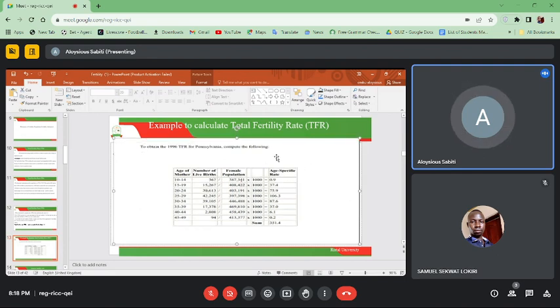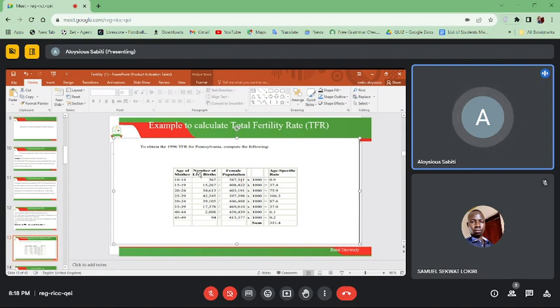So using this data that is obtained from Pennsylvania, you should be able to obtain the 1996 total fertility rate for Pennsylvania. So how do you compute it? You can see from our first column here, it is what they call age of the mother. So the age of the mother, you can see 10 to 14, 15 to 19, 20 to 24. So it is in 5-year age groups.